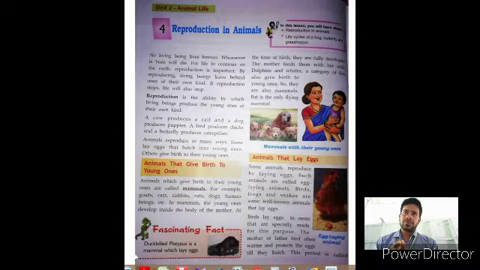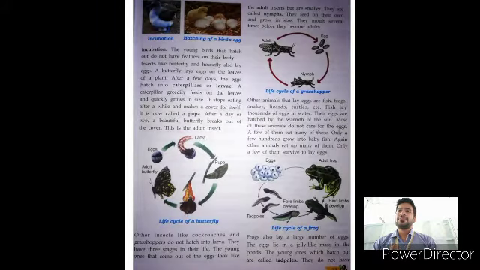Now let us discuss animals that lay eggs. I'm very sure you have seen, and we also eat, eggs. Sometimes you wonder what type of eggs these are. So let us discuss the reproduction process from eggs. Some animals reproduce by laying eggs. Such animals are called egg-laying animals. Birds, frogs, and snakes are some well-known animals that lay eggs.